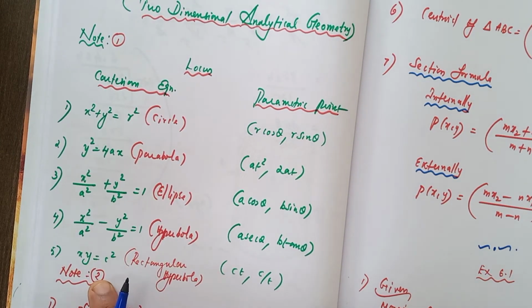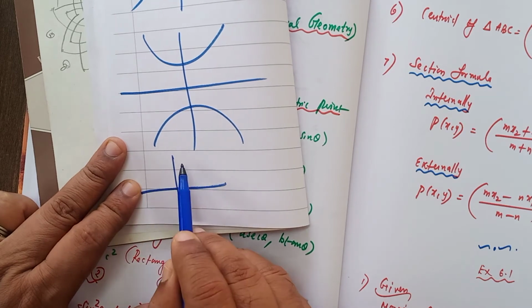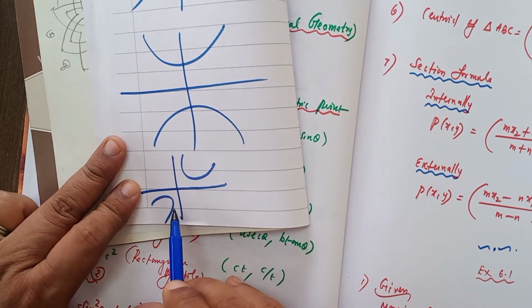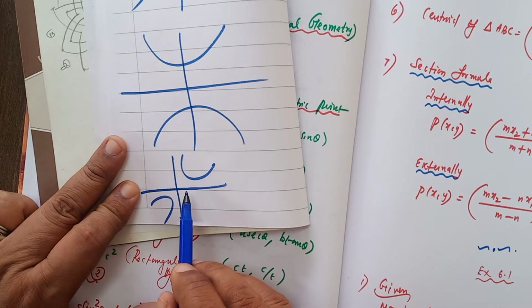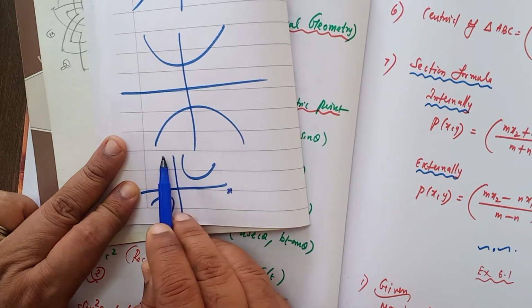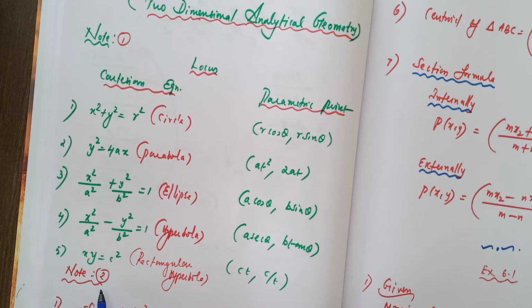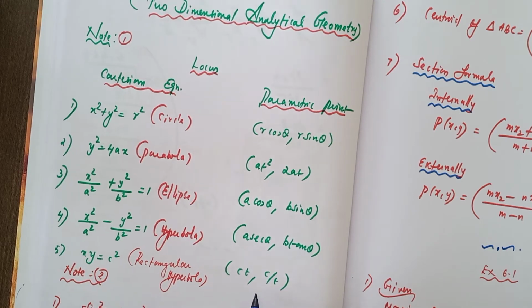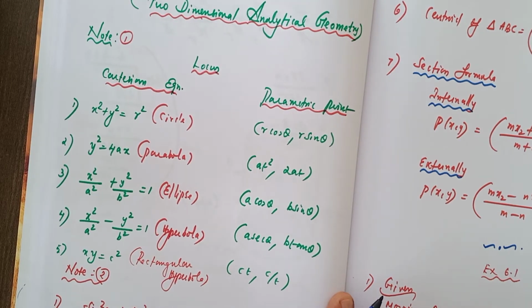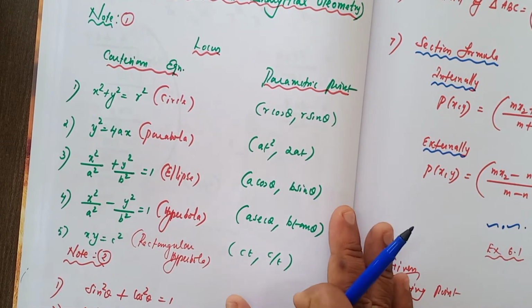Next one, rectangular hyperbola. Rectangular hyperbola: xy is equal to c square. This is the rectangular hyperbola curve, one in the first quadrant and another in the third quadrant, with the x-axis and y-axis. So the equation is xy equal to c square. This is the parametric point, ct comma c by t. Particularly for the parametric point of a circle, I will explain now; the others I will study later on.